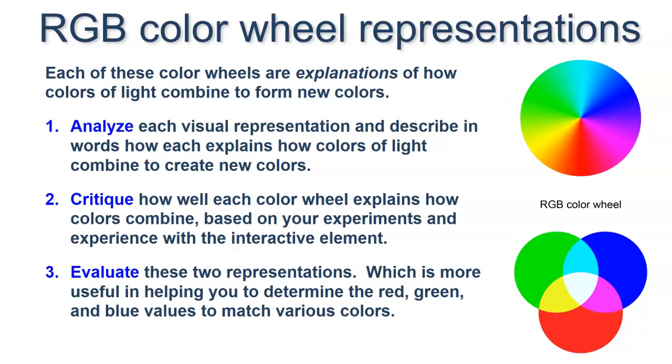Critique how well each color wheel explains how colors combine, and based on your experiments and experience, we'll do that as well, and evaluate with these two representations that we have over here, which is more useful to determine the red, green, and blue values to match each color. You may have done this before when you edit things and try to take a color and apply it somewhere else. For editing purposes, you get this number that's specified. That's really all that you're doing, specifying those pixels that need to be applied, capturing the red, green, and blue within the color wheel.